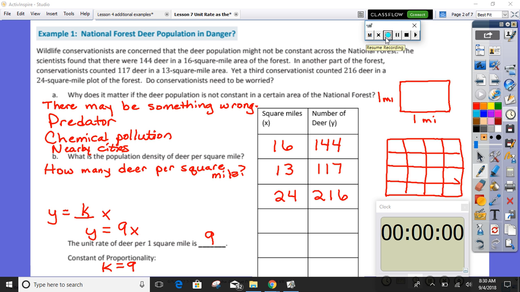Okay, I forgot to start the button on the recording, so we're coming into this a little late. So those of you watching the recording, just to review, when you're finding how many deer per square mile, you just take the number of deer divided by the square miles. So 144 divided by 16 gives us 9. So does 117 divided by 13. That gives us a unit rate of deer per square mile of 9. Unit rate is the same as the constant of proportionality, so it is also 9.